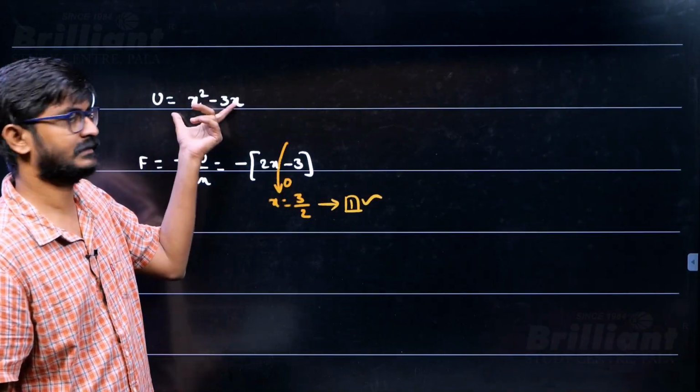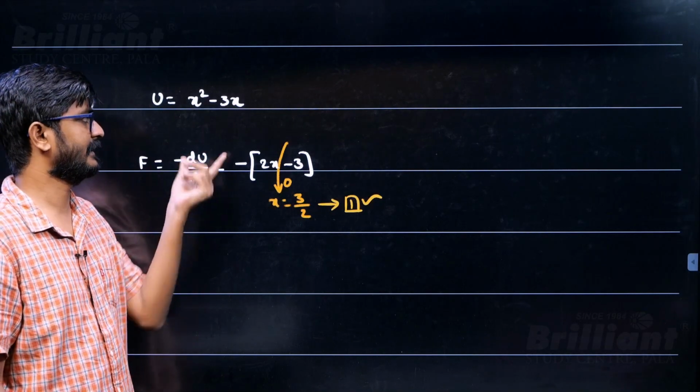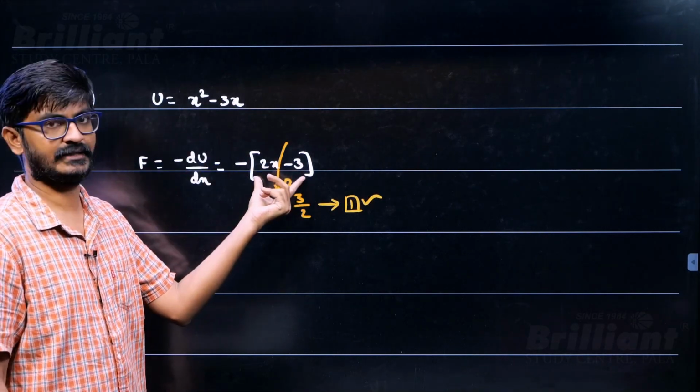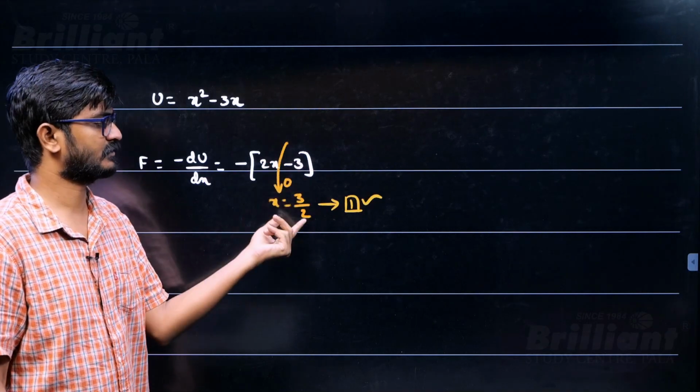So potential energy is this one. If you want to find the force, F = -dU/dx, when you differentiate it, you will be getting the force. It will become 0 when x equals 3/2.